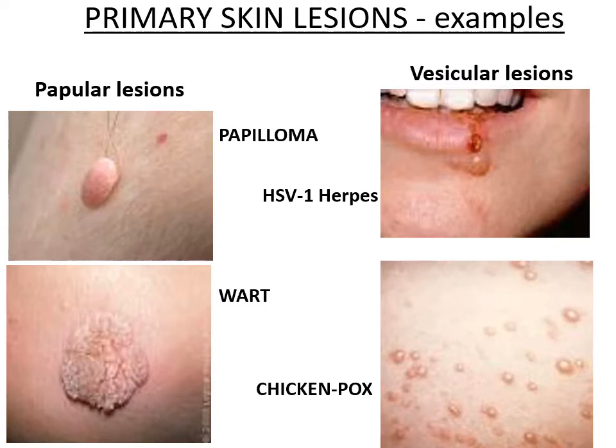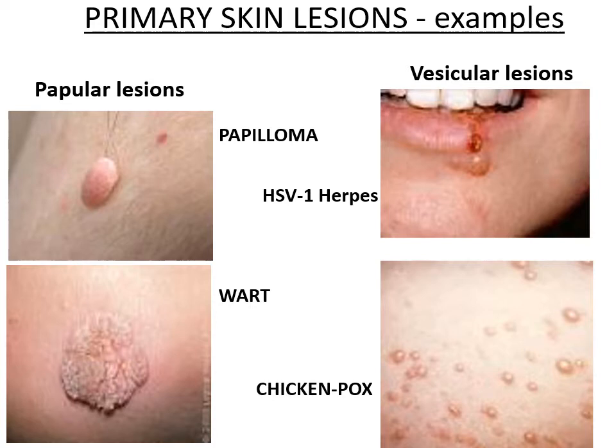Okay, so here's some examples of papules on the left, right? So there's a skin condition called a papilloma. So it's raised above the level of the skin, and it's papular. Okay, just a description of it. A wart is a papule as well. Okay, a lesion that's raised above the level of the skin. If it gets to a size, typically we call them nodules. Okay, so papules and nodules are basically defined by the size.